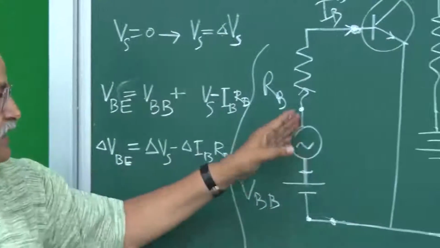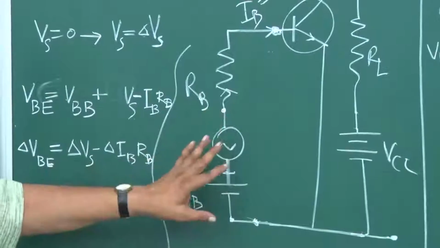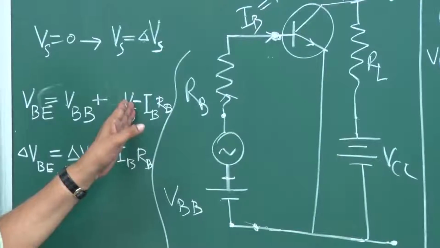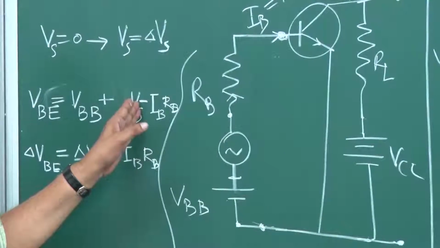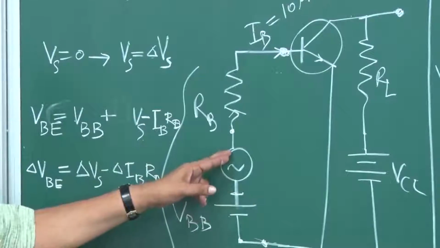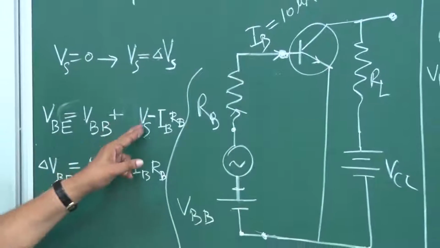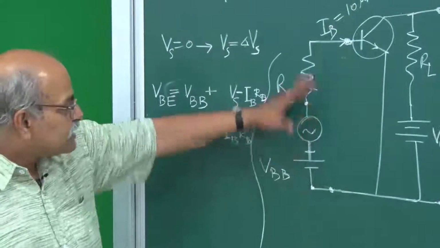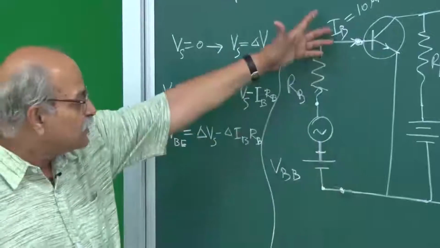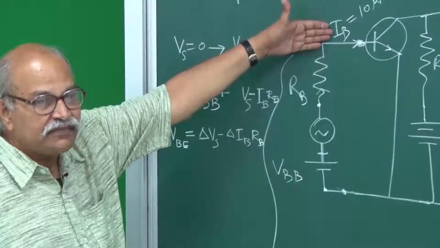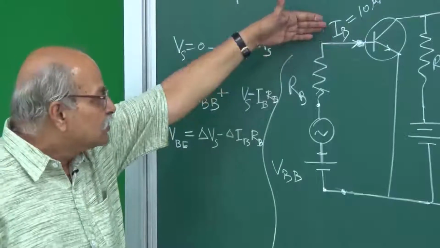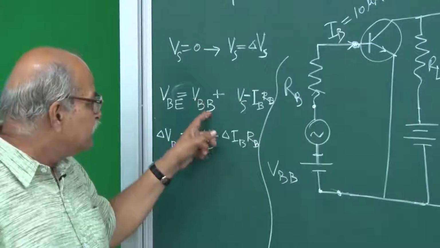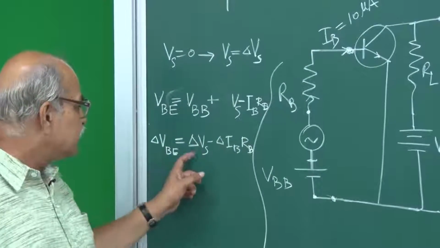So this signal is changing. At a certain time it has some value, let us say Vs, and after delta t time it has become Vs plus delta Vs. So this signal has changed, and when the signal is changed, this biasing voltage has changed, and if the biasing voltage has changed, this current will change from 10 microampere to something else. So I am writing here delta IB, RB is fixed, VBB is fixed. So delta VBE is this.